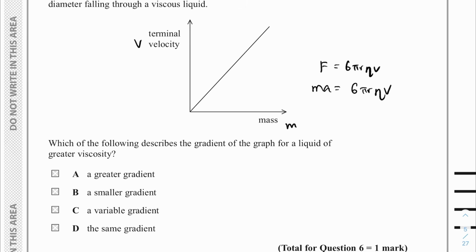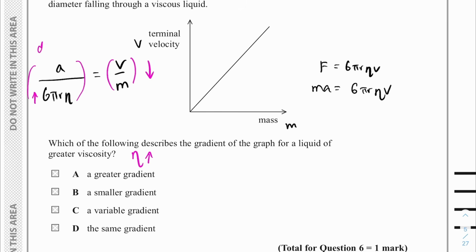So we can make that the subject. So it will be what? It will be A all over 6. What's left? 6 pi r coefficient equals V over M. So they're saying, what happens when you have a greater viscous liquid? What happens to the coefficient? This increases, right? So if this increases, that means V over M will now decrease. The gradient has to decrease because we're increasing the denominator. That means the gradient will decrease, so we'll get a smaller gradient. So we can say B. We get a smaller gradient for a greater viscosity.